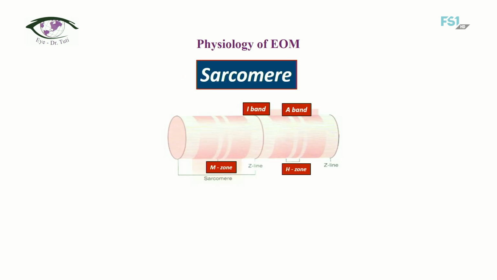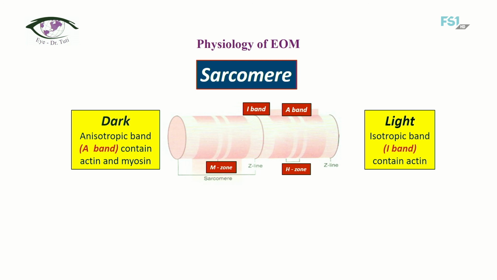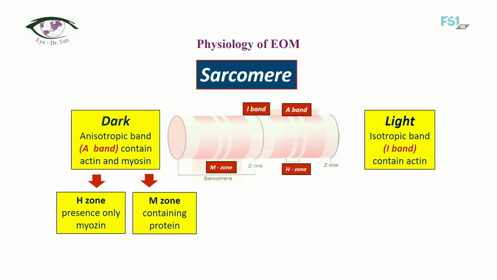Here we can see a sarcomere, and I'm going to talk about the dark and light areas. As you can see here, one part is darker and another is lighter. The dark anisotropic band, the A band, contains actin and myosin, and the light band, the isotropic band, or I band, contains actin. The central region of the A band looks slightly lighter than the rest and is called the H zone, which presents only myosin. The middle of the H zone has a vertical line called the M line, and contains proteins, as you can see here in the photo as well.